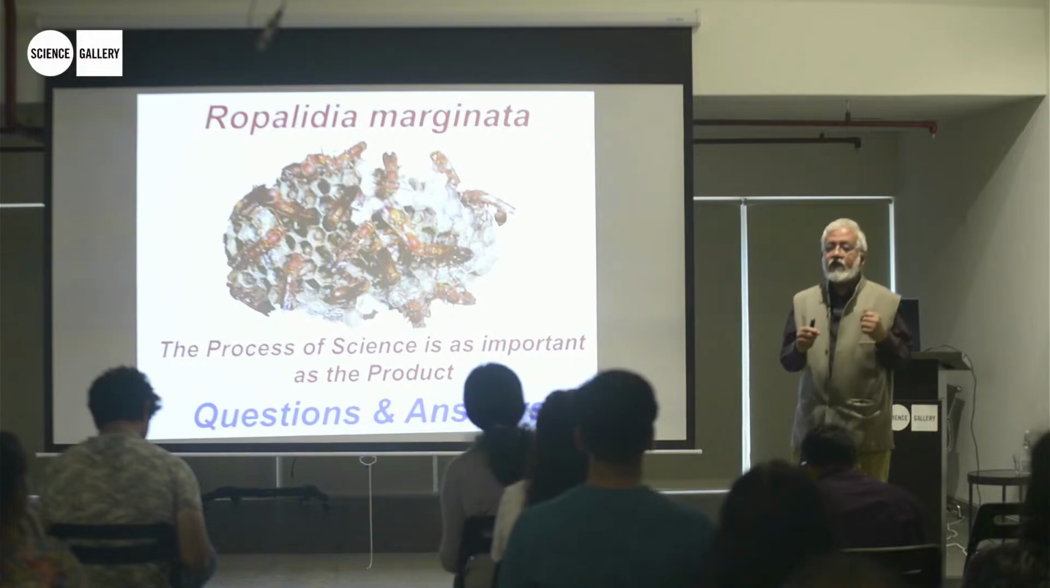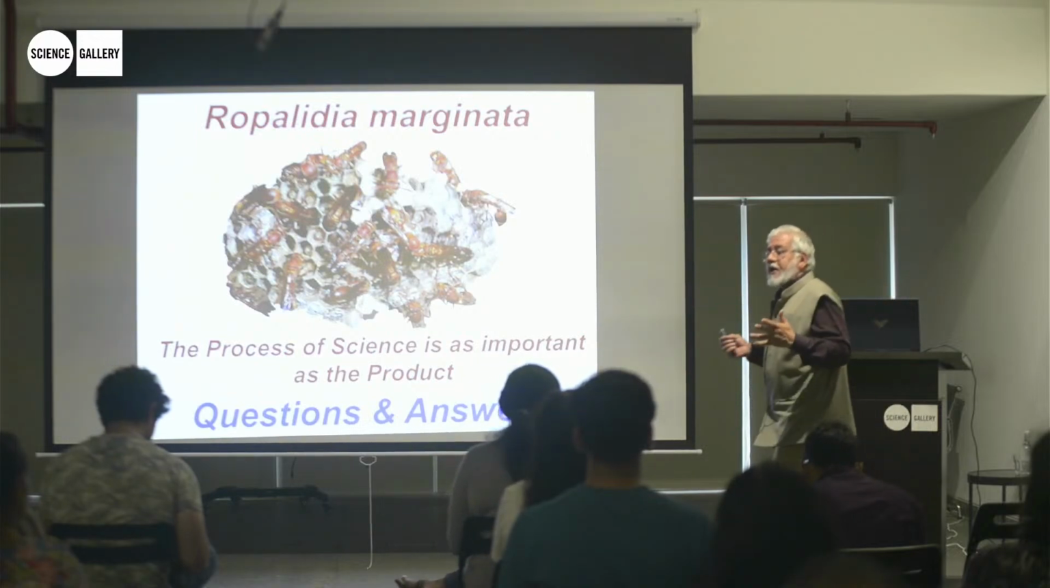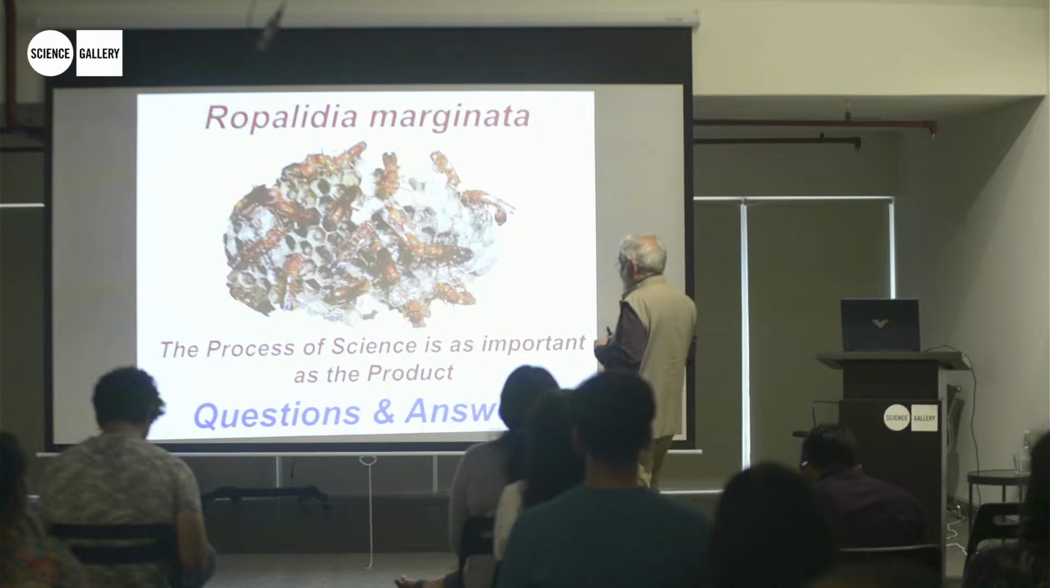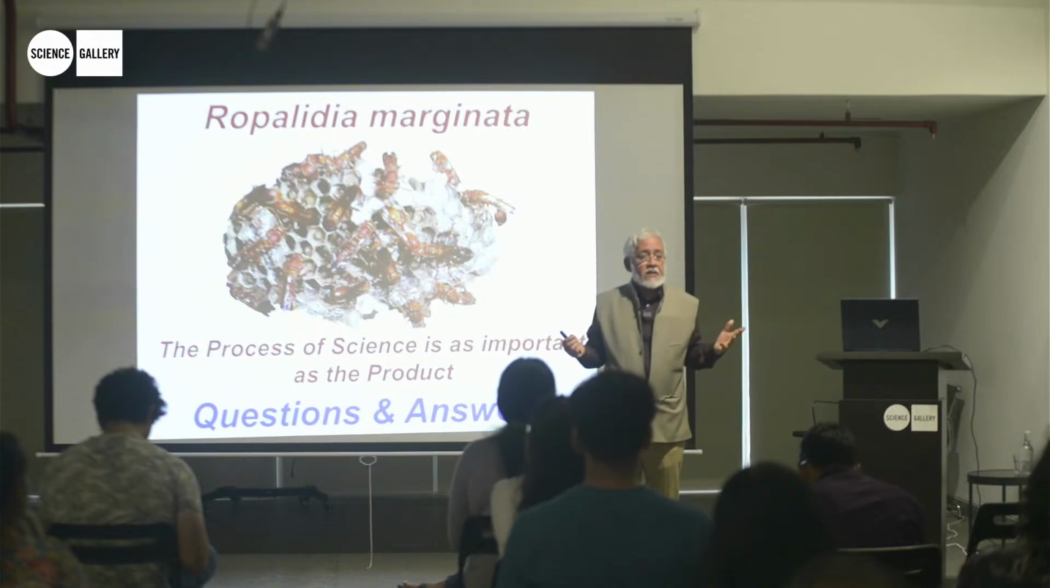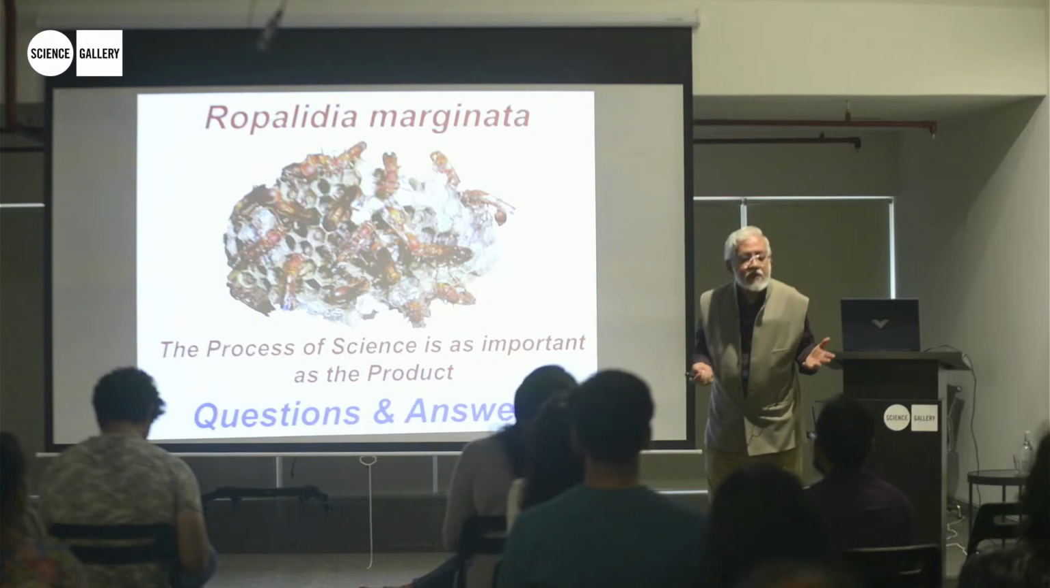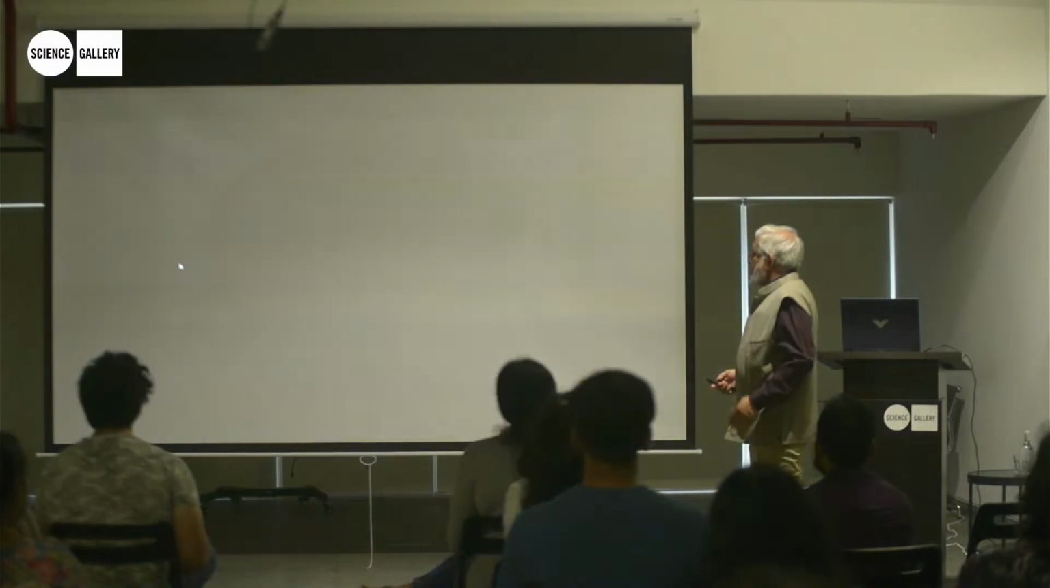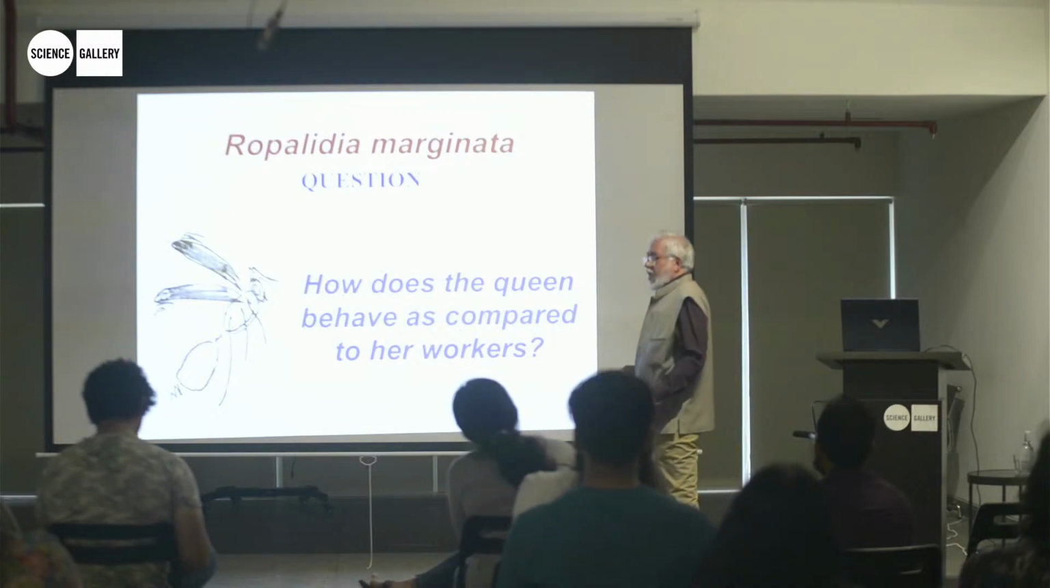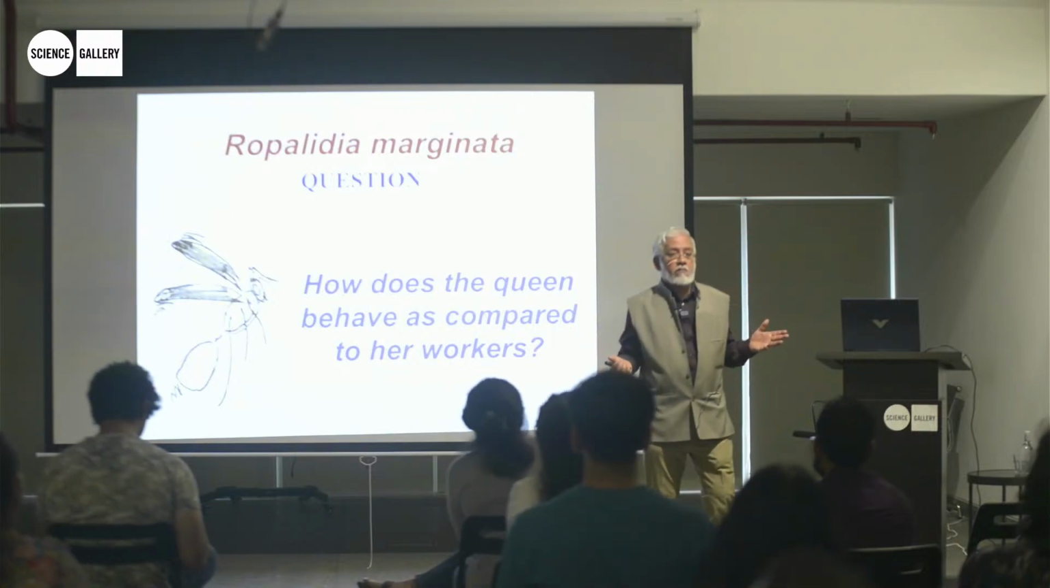So, the first obvious question that occurred to me when I started looking at these wasps was, if the queen looks like everybody else, she must be behaving differently. Otherwise, where is the difference? So, the question I asked was a very simple question. How does the queen behave compared to the rest of the colony?